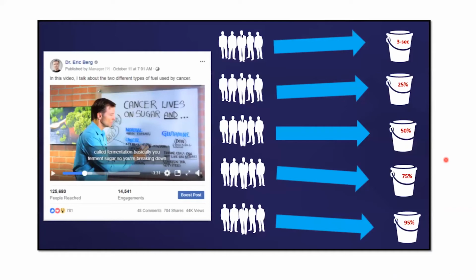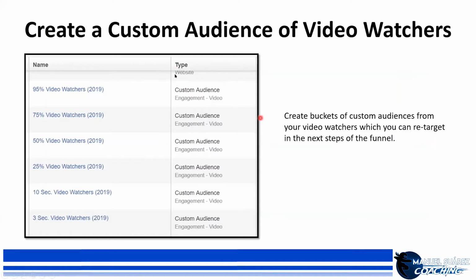So this is an additional answer for Mindy earlier. These are what we call audience buckets. So out of the video watchers that we have from this video, we create or add them onto different sets of audience buckets. So the audience buckets are the 3-second video watchers, 25%, 50%, 75%, and 95% video watchers. These audience buckets can then easily be accessed in your audience manager inside your business manager.